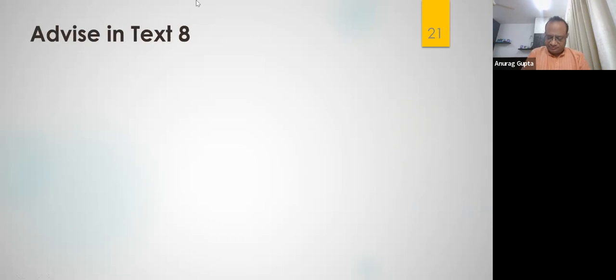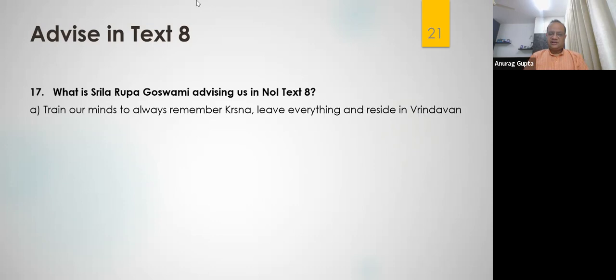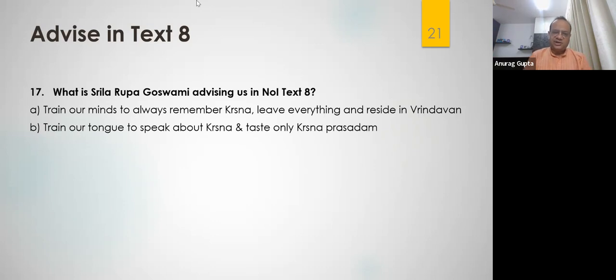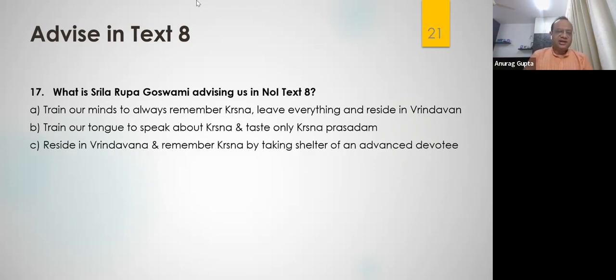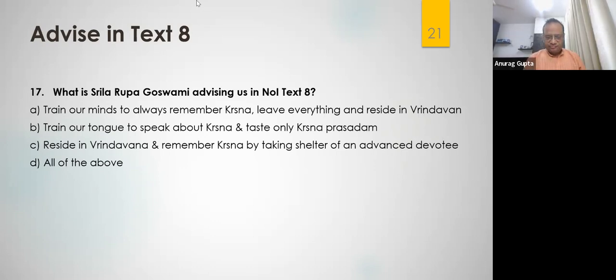Advice in Text 8: what is Srila Rupa Goswami advising us in Nectar of Instruction, Text number 8? Train our minds to always remember Krishna. Leave everything and reside in Vrindavan. Train our tongue to speak about Krishna and taste only Krishna prasadam. Reside in Vrindavan and remember Krishna by taking shelter of an advanced devotee. All of the above. What is the correct answer? All of the above. Very good. Now, this is the verse which is called Upadesh Sar. Upadesh Sar means the essence of all advice.